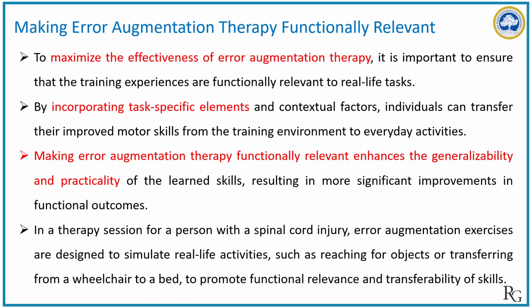For example, let's consider a therapy session for a person with a spinal cord injury. Instead of practicing random reaching motions, the therapist designs an error augmentation experience that simulates daily life scenarios, like reaching forward to grab a glass of water or water bottle on the shelf, using the body to transfer from a wheelchair to a bed, or adjusting arm movements while dressing or cooking. By integrating functionally relevant movements, the therapy doesn't just build strength or coordination, it builds confidence and skill in the tasks that actually matter in the person's day-to-day life.